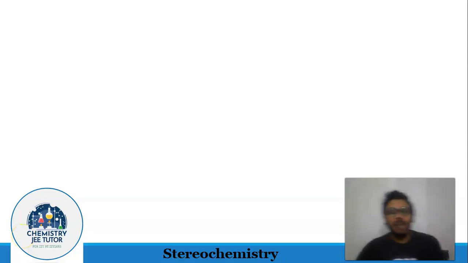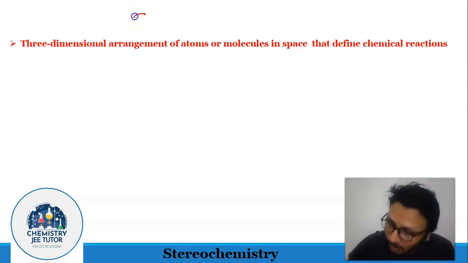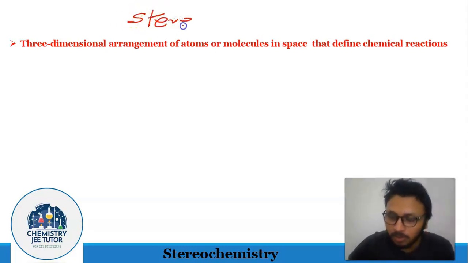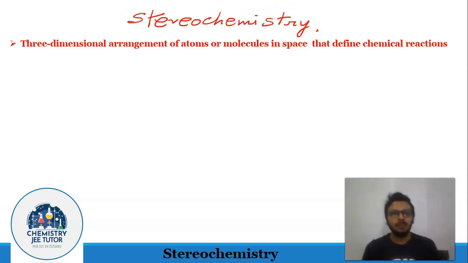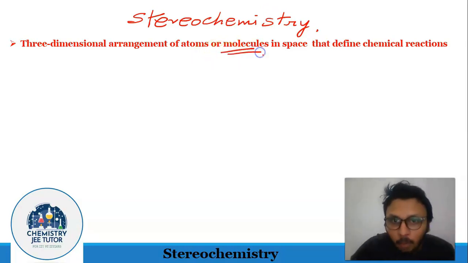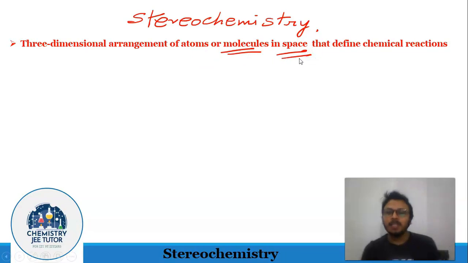Today we'll start a very important chapter of organic chemistry, one whose importance lies beyond the realms of simple organic reactions. Today we'll start stereochemistry. Now what is stereochemistry? Stereochemistry is nothing but the three-dimensional arrangement of atoms or molecules in space that define chemical reactions. When I talk about atoms or molecules in space, that means we have to consider the three-dimensional arrangement, not a simple plane or a line.